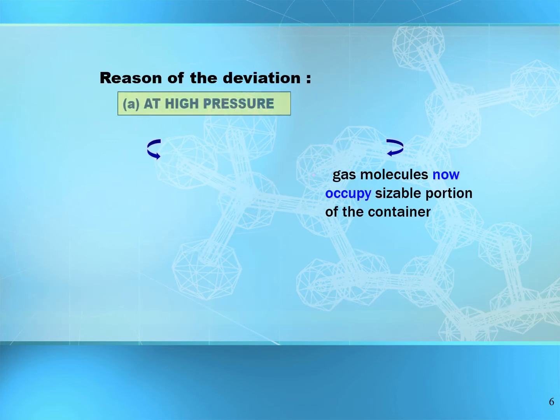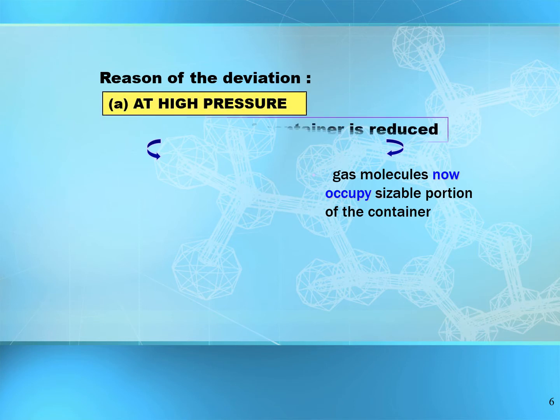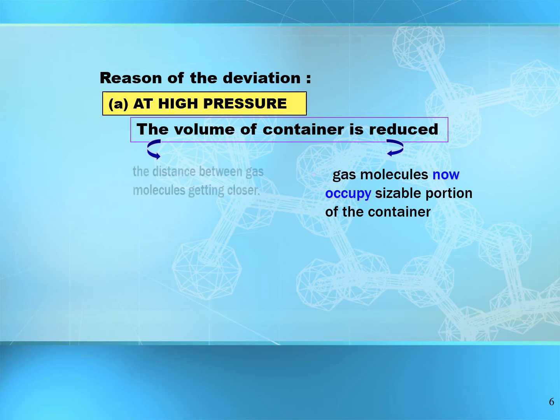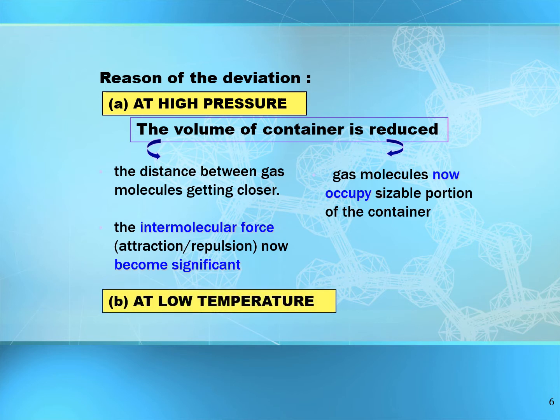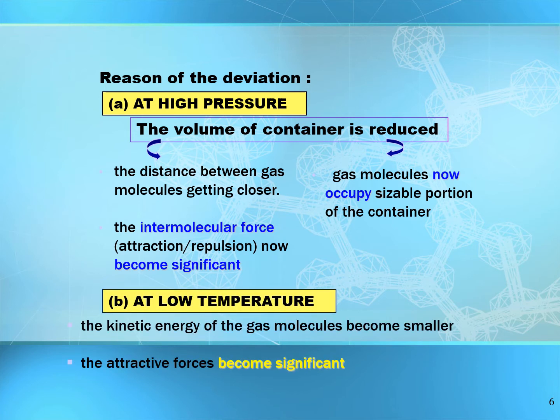The reason for the deviation is that at high pressure, the volume of the container is reduced. Therefore, the distance between gas molecules gets closer. And now, gas molecules can occupy a sizable portion of the container. So, the intermolecular forces, either attractions or repulsions, will become significant. Next, at low temperature, the kinetic energy of the gas molecules becomes smaller, so the attractive forces become significant.